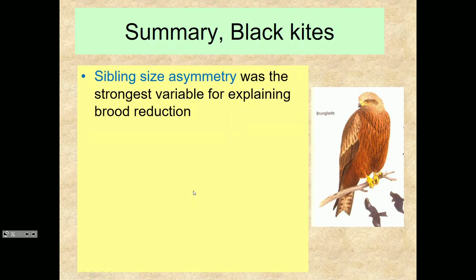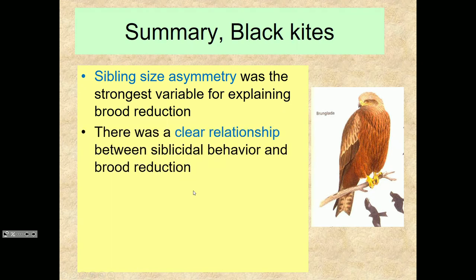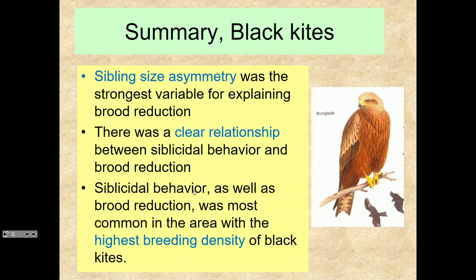So in summary, for the black kites, sibling size asymmetry was the strongest variable for predicting brood reduction. There was a clear relationship between siblicidal behavior and brood reduction, and siblicidal behavior as well as brood reduction was most common in the area with the highest breeding density of black kites.